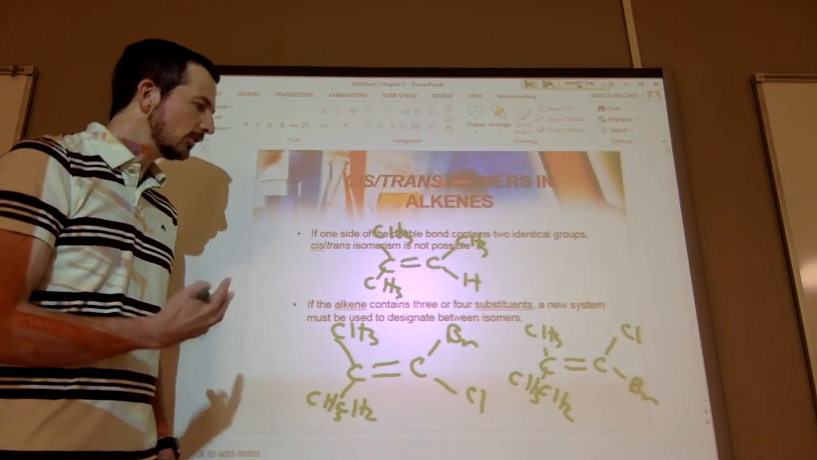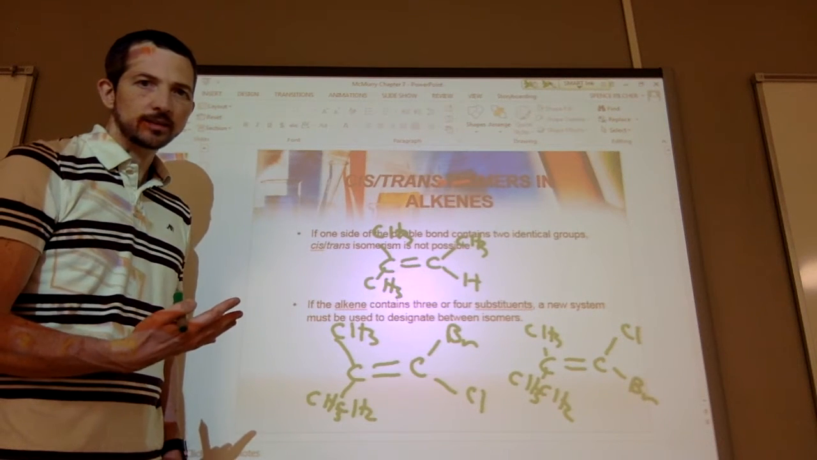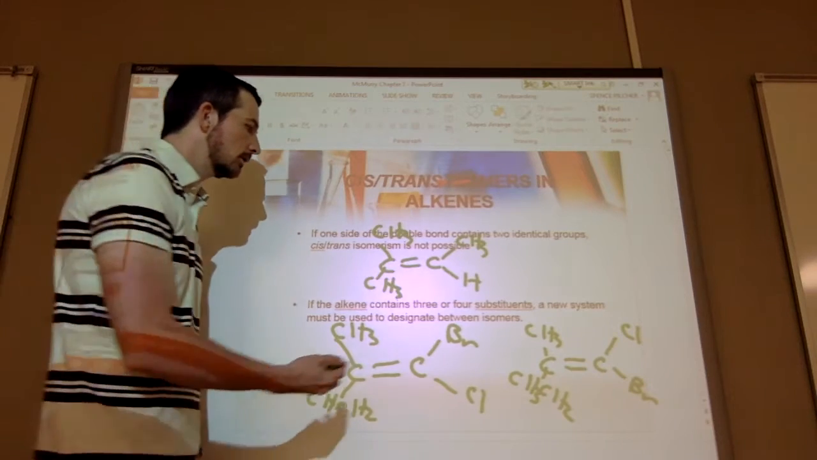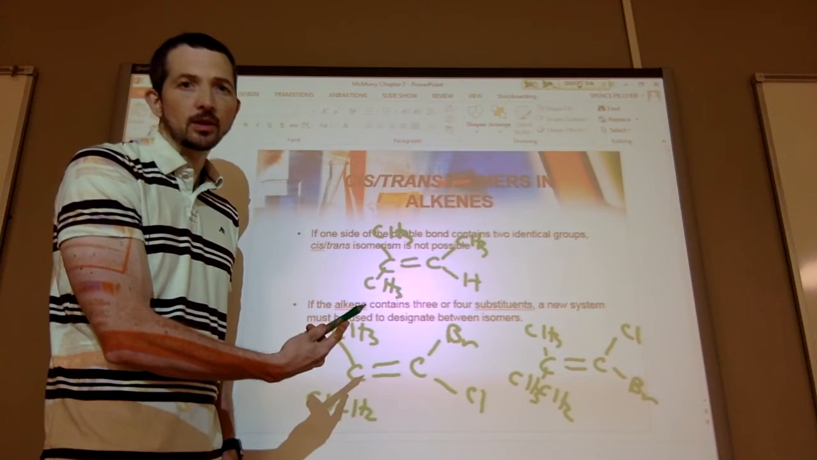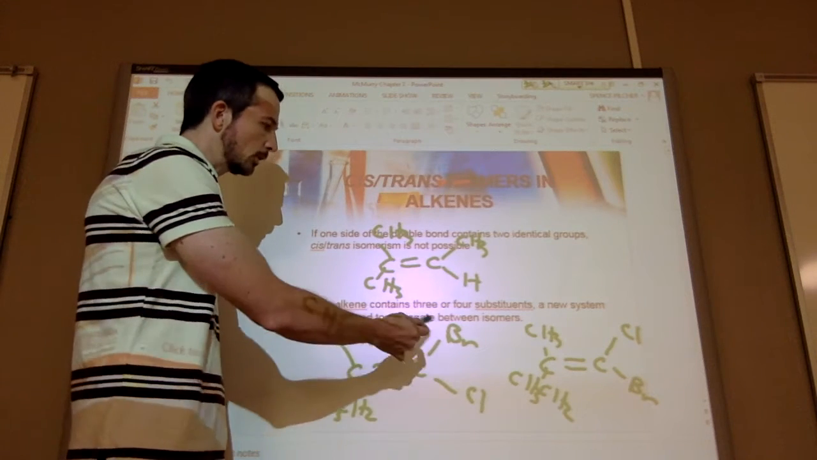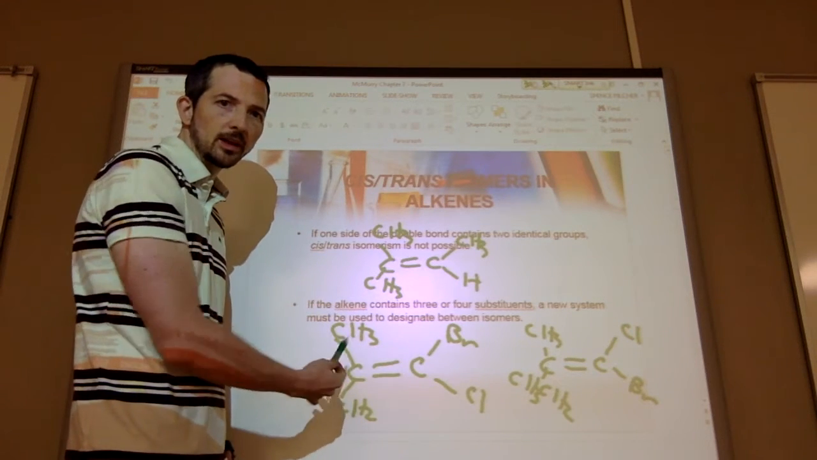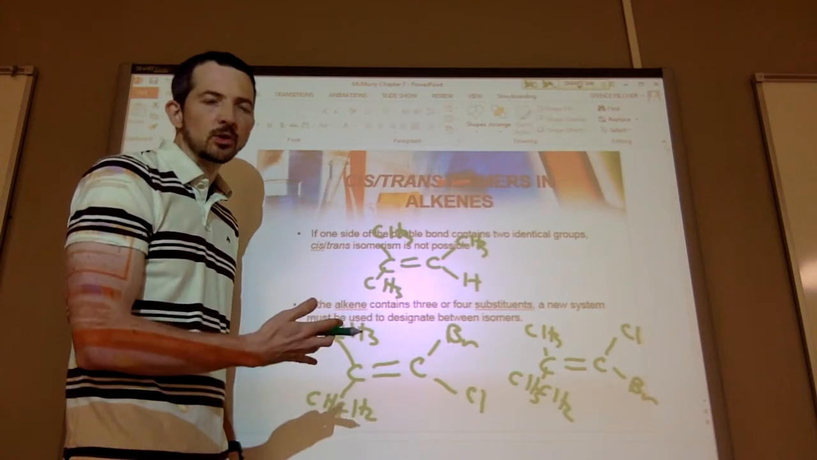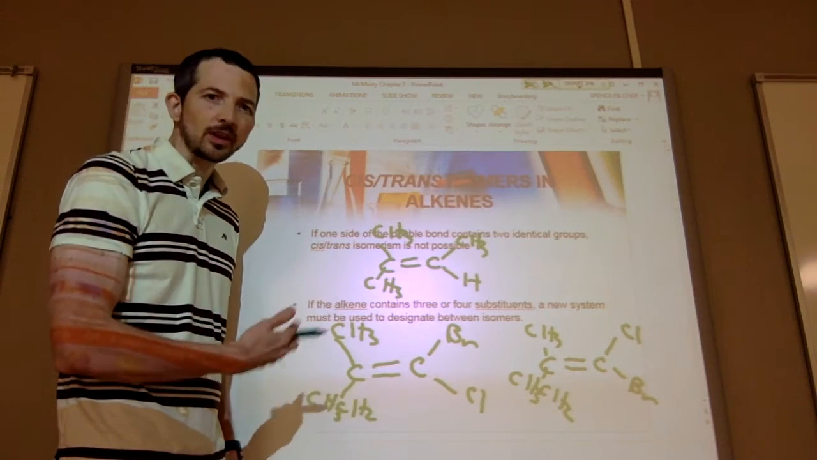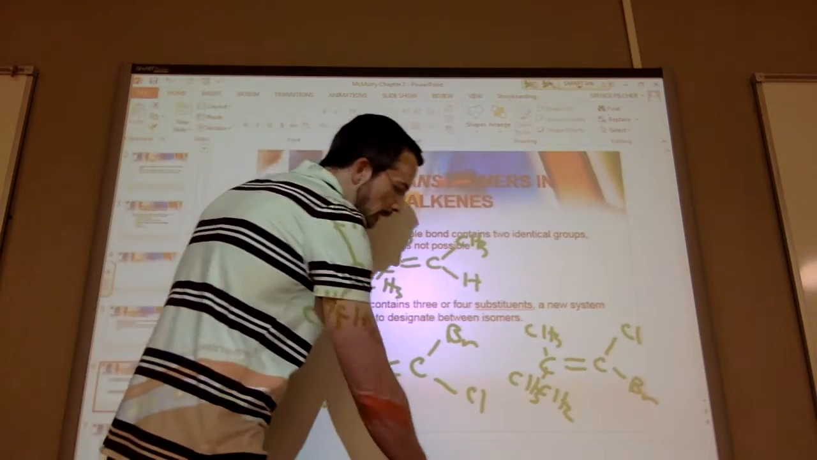But we need a new system to indicate cis and trans in this case, because if you call this cis, what two things are you saying are cis to one another? Are you saying the methyl group and bromine, or the chlorine and the ethyl group? So we have to have a way to designate what two groups are on the same side, and what two groups are on opposite sides.